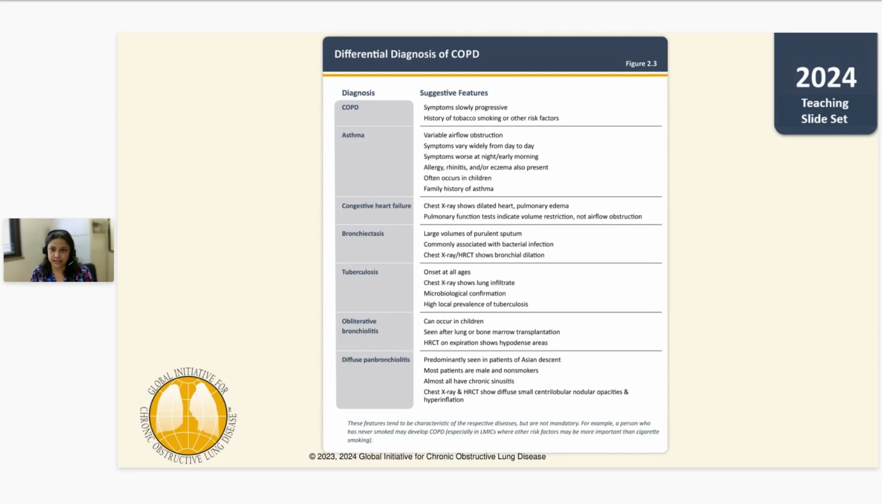Obliterative bronchiolitis is seen a little bit less frequently. It can occur in children, but it's more often seen in patients with chronic sequelae from bone marrow transplant or lung transplant. And it's seen on high resolution CT. On expiration, they show these hyperdense infiltrate areas.